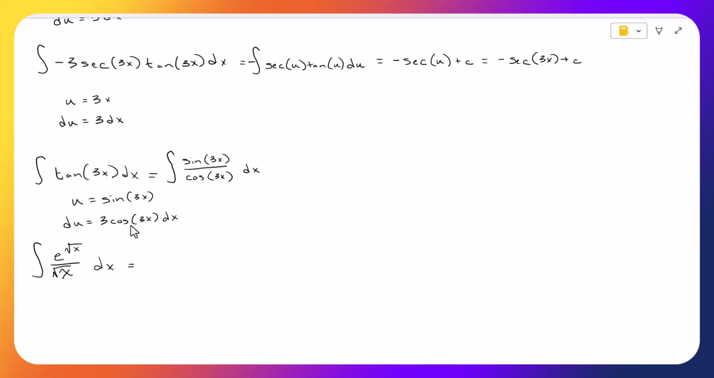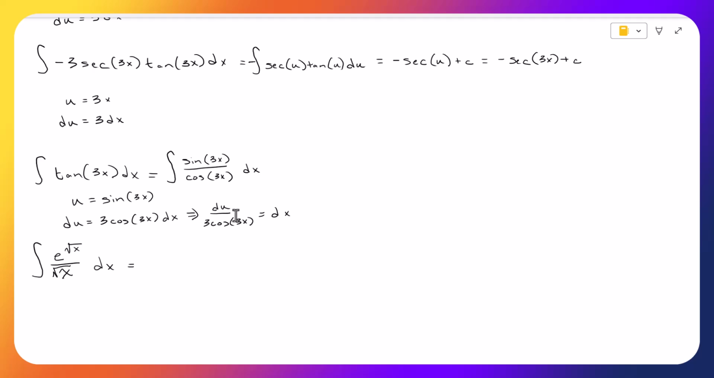Okay, and this doesn't line up nicely with our dx. We don't have this nicely in our thing, so we can actually solve for dx here because it doesn't line up nicely. So I'm going to say du over 3 cosine of 3x equals dx. Just like we did on that first example, since it doesn't line up nicely, let's try this. And then let's substitute in.